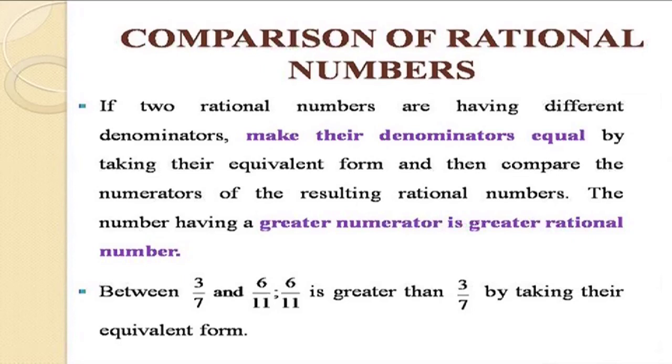Similarly, in 6 by 11, you multiply 7 in both numerator and denominator, and you will find 6 by 11 is nothing but 42 by 77. Here we compare 33 by 77 with 42 by 77. As 42 is greater than 33 and the denominator in both cases is the same, that is 77, therefore 6 by 11 is greater than 3 by 7.